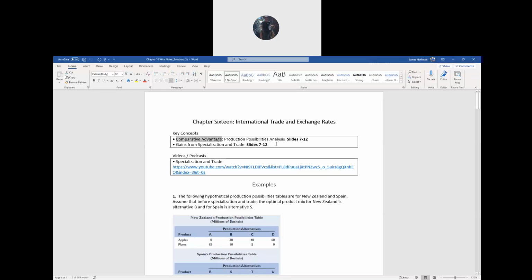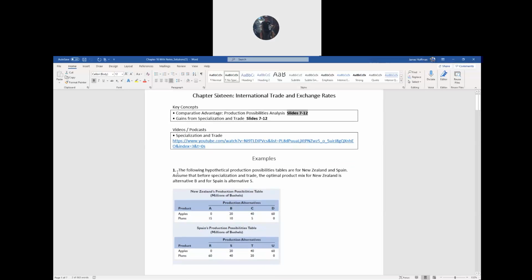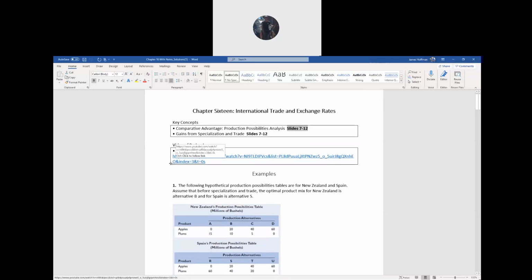So let's just go through slides 7 to 12 and see if we can just highlight the idea of comparative advantage and gains from specialization in trade, and then we'll go through these two big examples to get the idea. So let's jump here to slide 7.